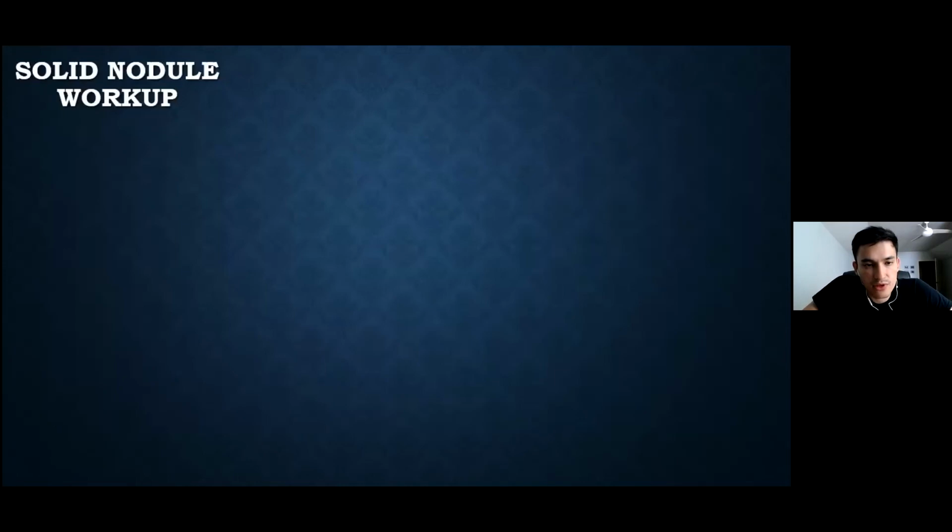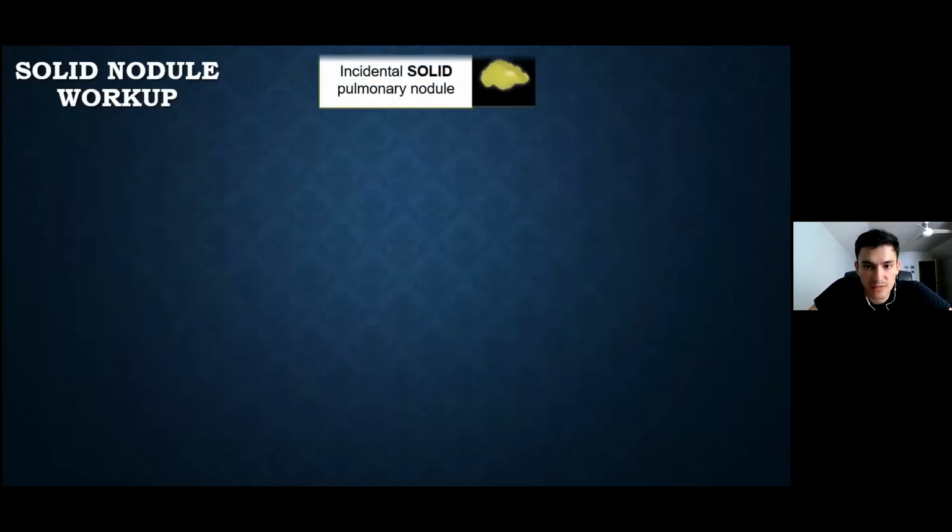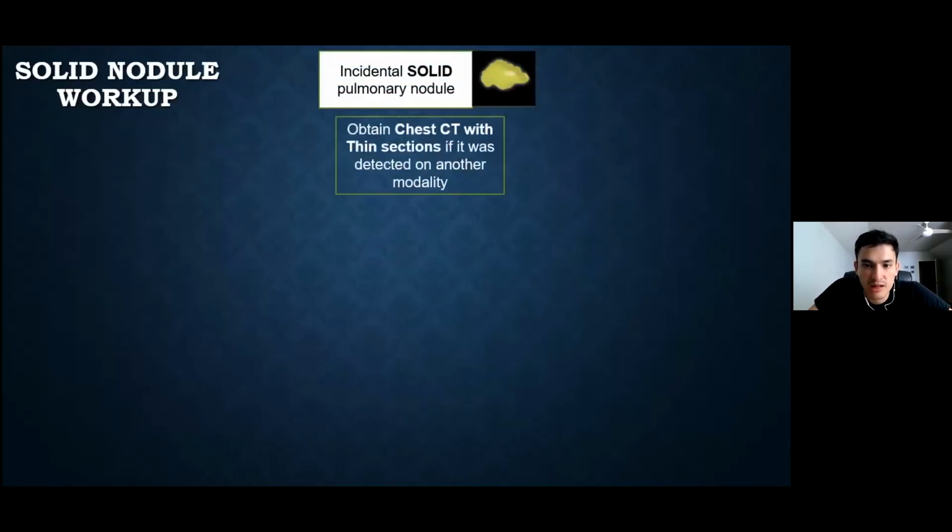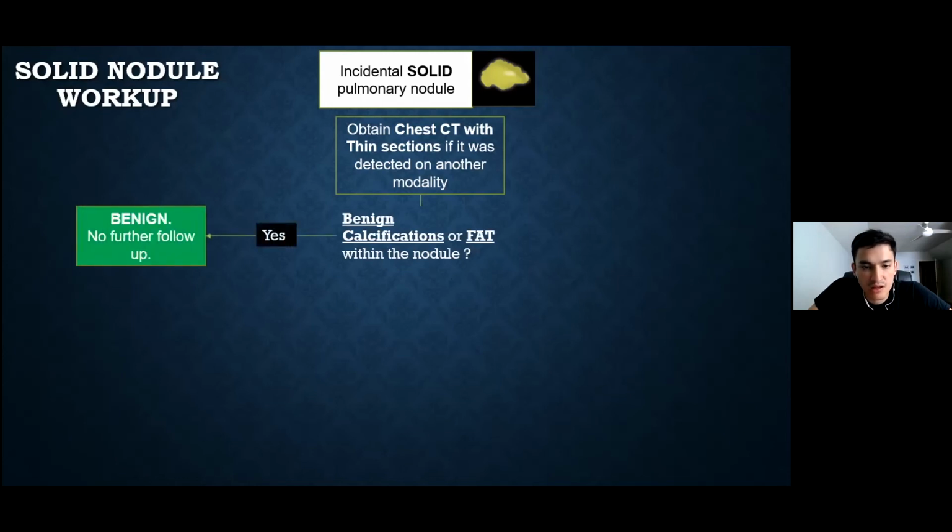If you have an incidental solid pulmonary nodule, the first thing to do is to obtain a chest CT with thin sections if it was detected on another modality. Then look for benign features, such as benign calcifications or fat. If the nodule has those, then it's considered benign, and no further follow-up is indicated.